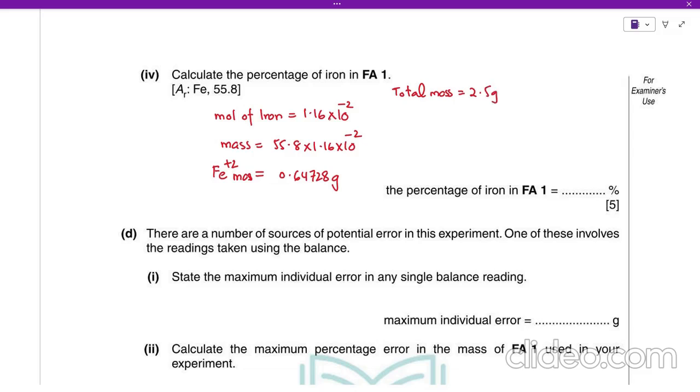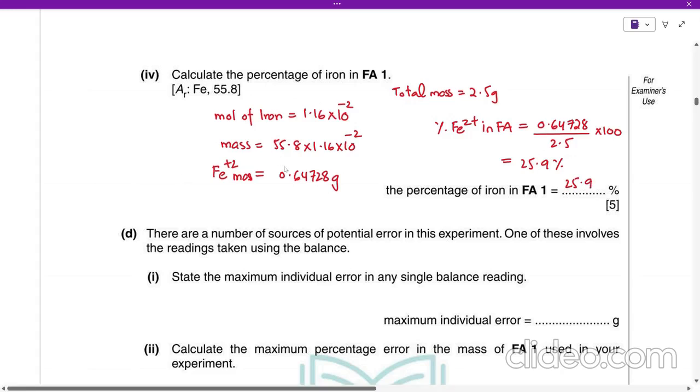Now when we calculate the percentage of iron in FA1, we are going to be dividing the mass of the iron, 0.64728, divided by 2.5 and into 100. So this will give us the percentage. Let's just calculate this quickly, and this will give us 25.89. So you can just round it off to 25.9%. Okay, this will be the answer.